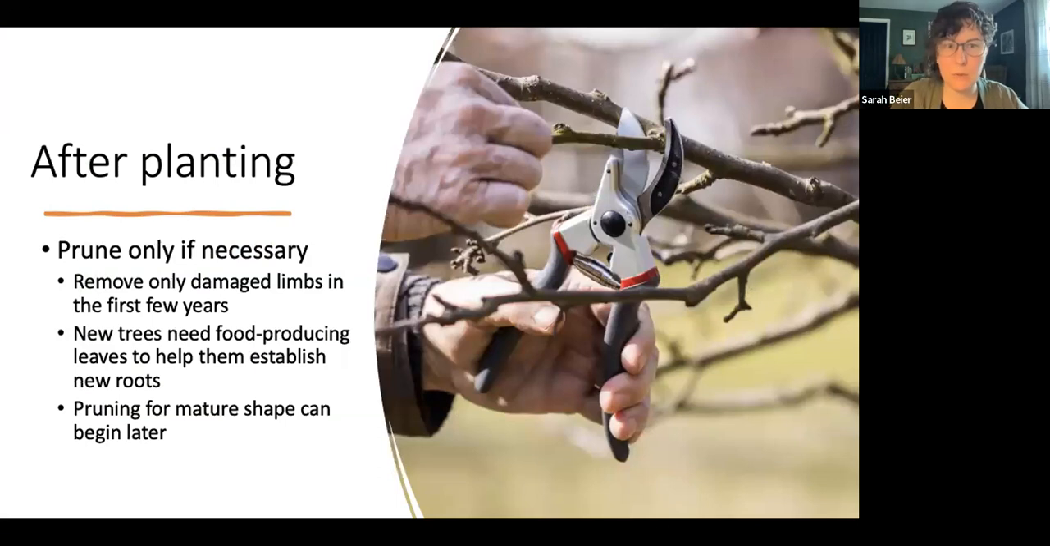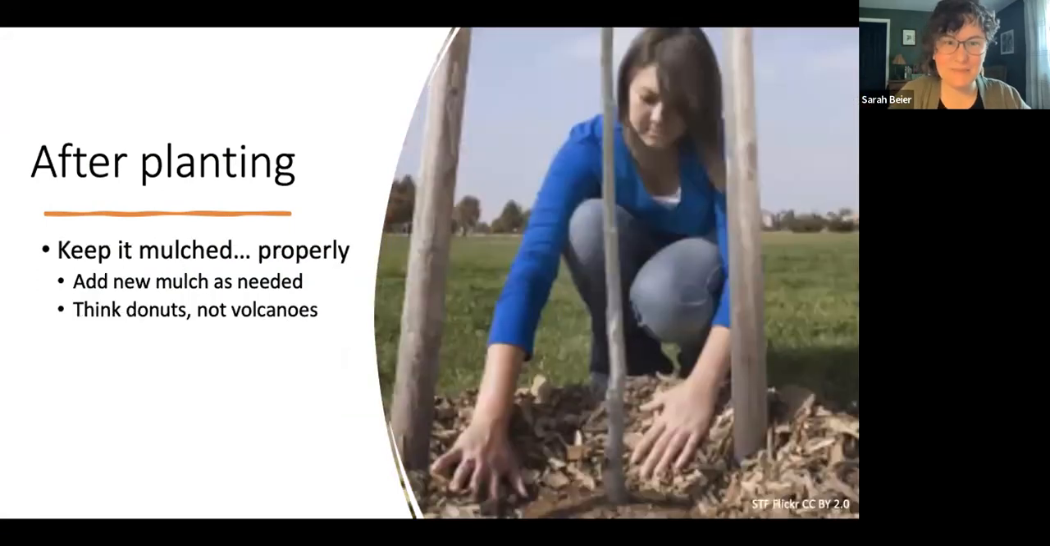After planting, we don't want to prune yet, only if there was any damage, because the tree needs all of the resources from those food producing leaves to help it combat transplant stress and build a new root system. We can start pruning for the mature shape later. And then after planting, we want to keep it mulched.